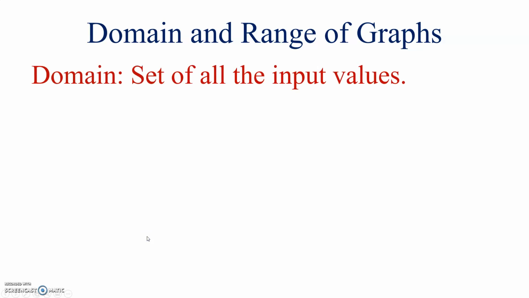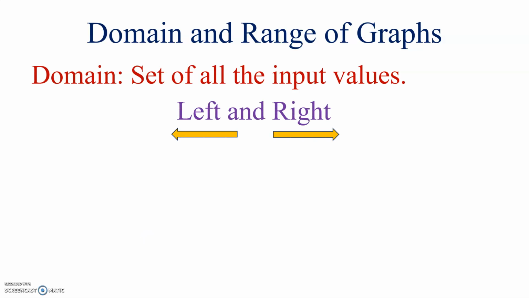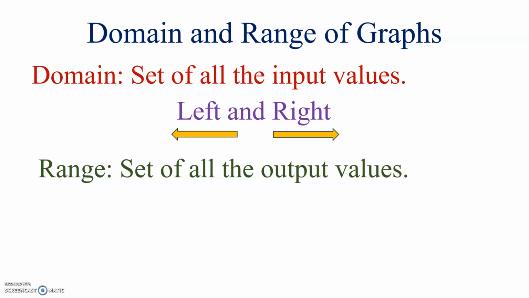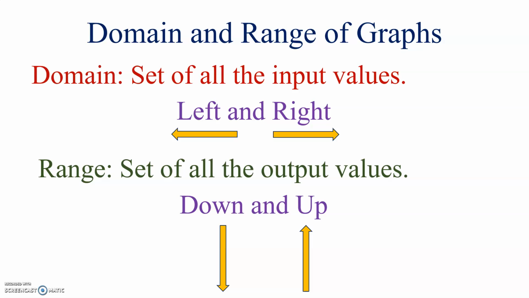So what is domain? Domain is simply the set of all the input values, so everything you're putting in. Essentially, you're going from left to right, so you're looking at the graph left and right horizontally. While range is the set of all your output values. In this case, it's down to up. Now notice I didn't say up and down, I said down to up, lowest to highest, the same way I said left to right, lowest to highest, vertically.